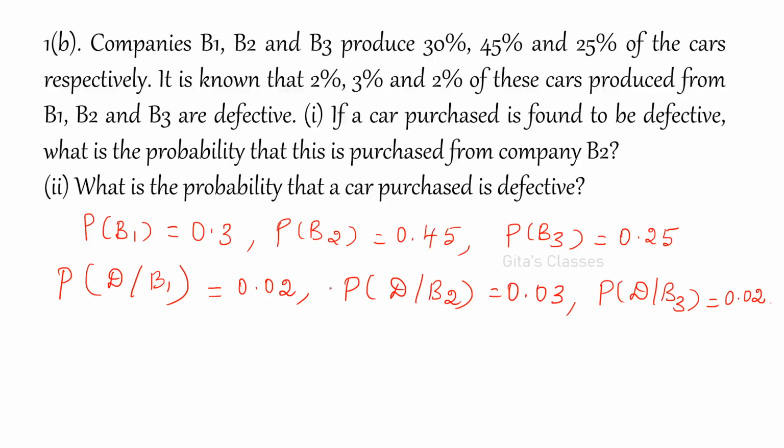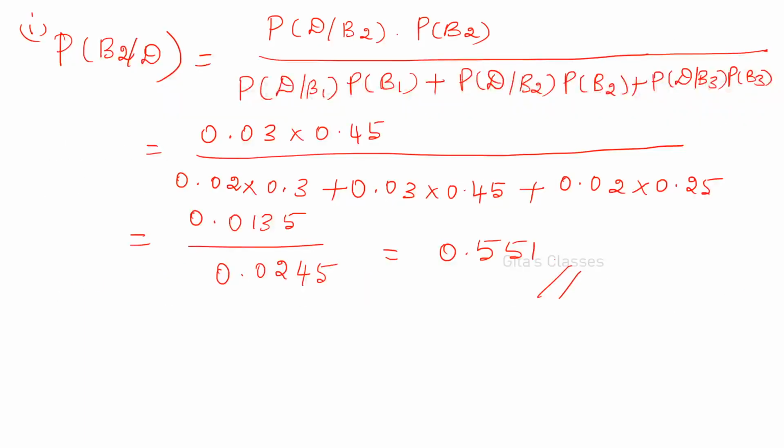Okay, so 0.02. Similarly, D given B2 is 0.03 and D given B3 is 0.02. This is the given data. Okay, what is asked: if a car purchased is found to be defective, what is the probability that this is purchased from the company B2? Okay, so we are going to use Bayes theorem. This is application of Bayes theorem only.